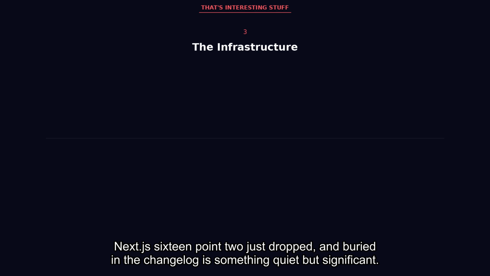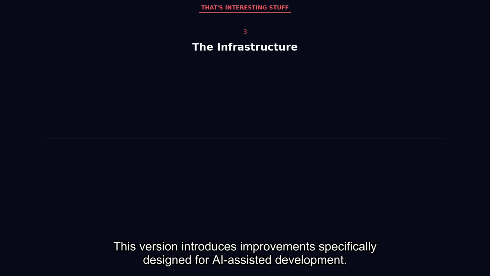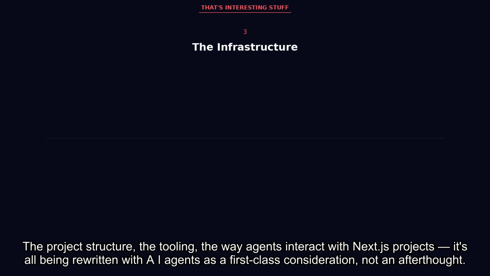Next.js 16.2 just dropped, and buried in the changelog is something quiet but significant. This version introduces improvements specifically designed for AI-assisted development. The project structure, the tooling, the way agents interact with Next.js projects. It's all being rewritten with AI agents as a first-class consideration, not an afterthought.